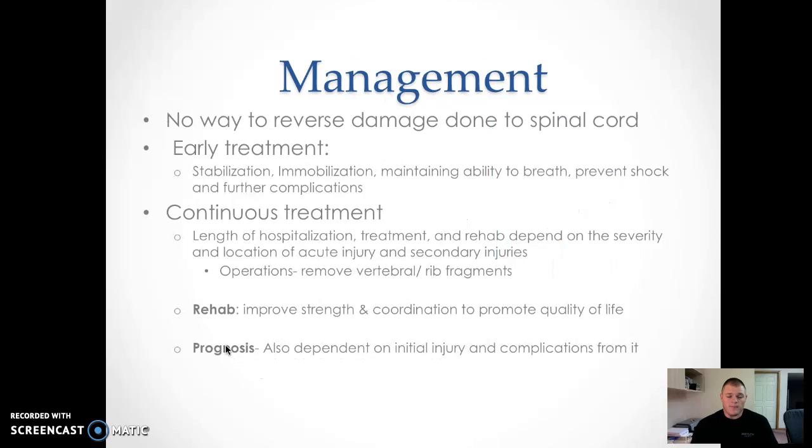Management: there is currently no way to reverse damage to the spinal cord. Early treatment is critical. Stabilization, mobilization, just making sure the person can breathe on their own, because anything above C4 affects breathing. So you just want to make sure that that person can breathe by themselves and prevent further complications. Continuous treatment really depends on how bad the injury is.